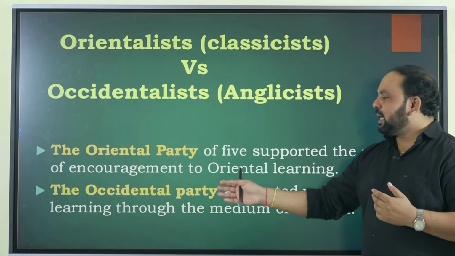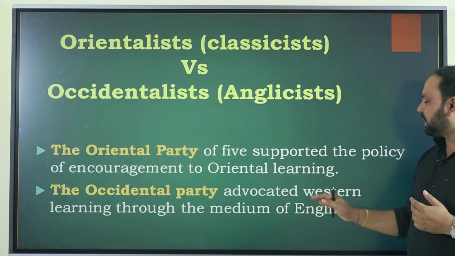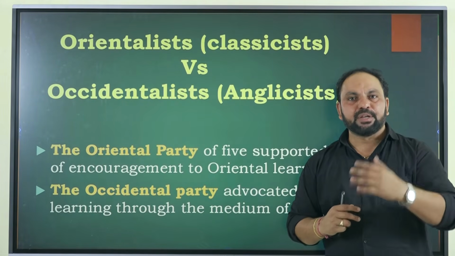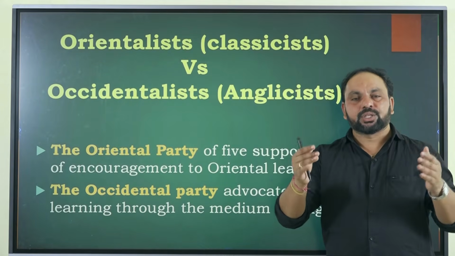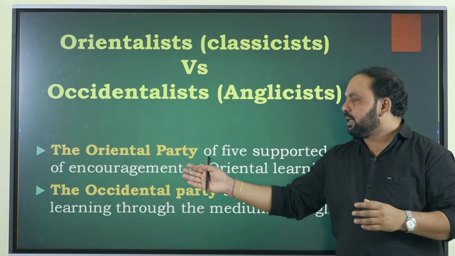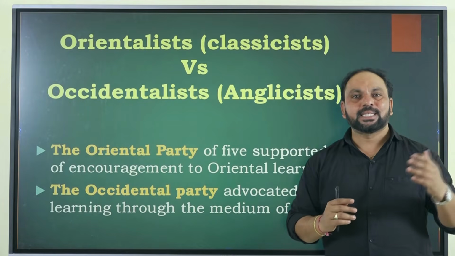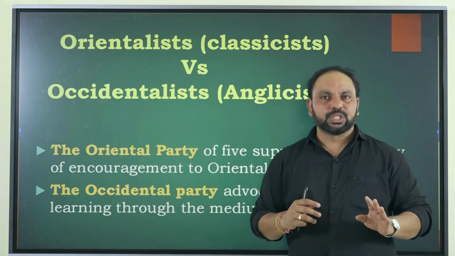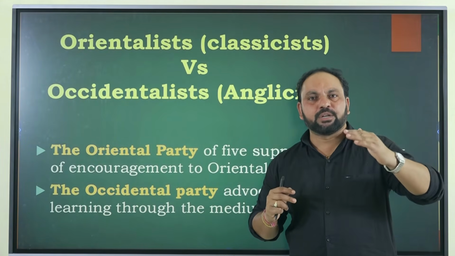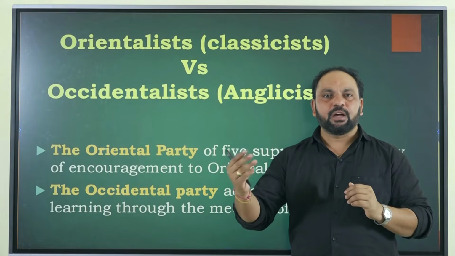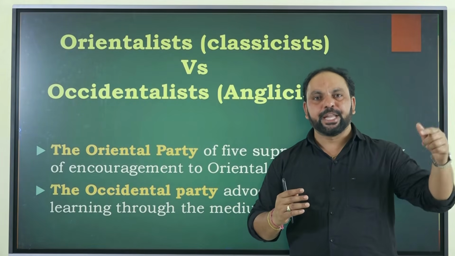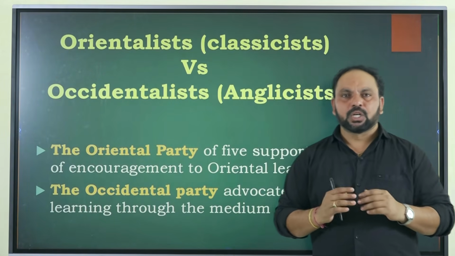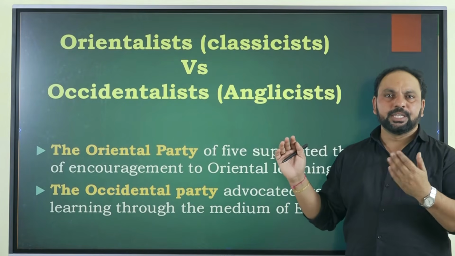Whereas the Anglicists or Occidental party supported that Western learning through the medium of English. సో ఇంగ్లీష్ అనేది మీడియం ఆఫ్ ఇన్స్ట్రక్షన్‌గా ఉండాలి అండ్ వెస్ట్రన్ ఎడ్యుకేషన్‌ని ఇంట్రడ్యూస్ చేయాలి ఇండియాలో అనేది ఇక్కడ ఆక్సిడెంటల్ పార్టీ లేదా యాంగ్లిసిస్ట్ సపోర్ట్ చేయడం జరిగింది. So in this manner there was no common conclusion regarding this, because 5 people voted for the Oriental languages, remaining 5 people supported English as medium of education. Okay, medium of instruction. So there was no proper conclusion even in this GCPI.